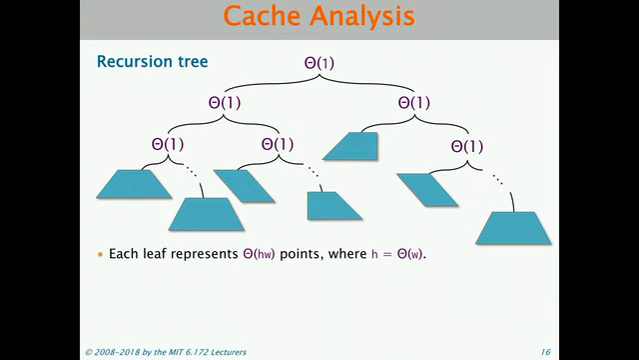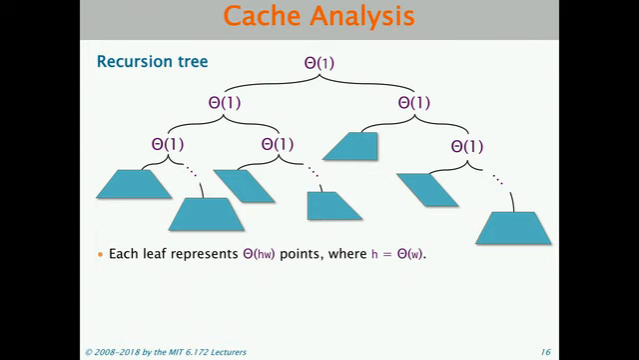When the trapezoid becomes too wide, we're going to make it less wide by doing a space cut, and if it becomes too tall, we're going to do a horizontal cut. So we're guaranteed that the height and the width are going to be within a constant factor of each other when we get to the base case.